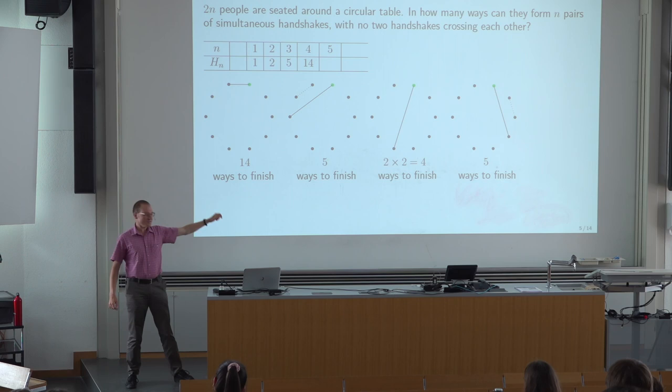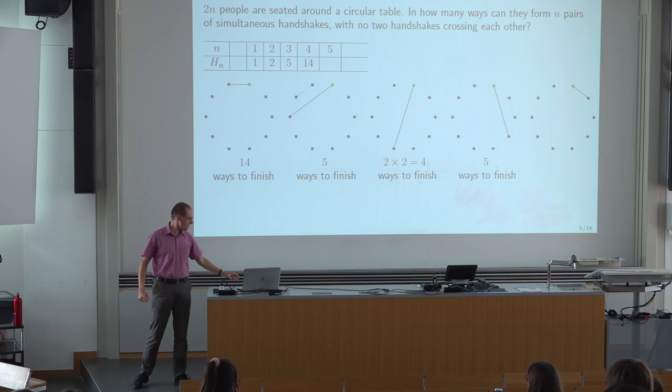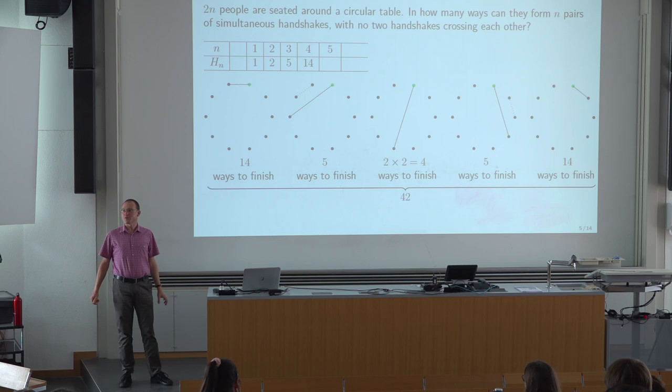And finally, when the green one shakes hands with the person immediately on their left, there are 14 ways to finish. When you add these up, you get 42. Is anyone here familiar with the legacy of the number 42?